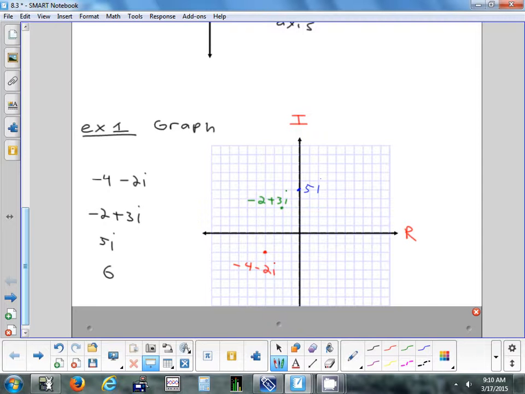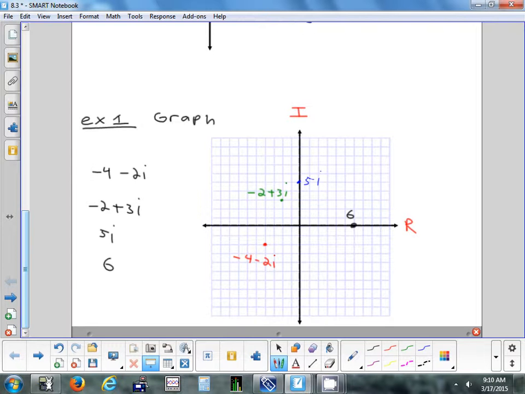And the last one would be 6 units right. If you want to think of it as a complex number, write 6 plus 0i. No imaginary component. Any question on graphing a complex number? That's pretty straightforward.